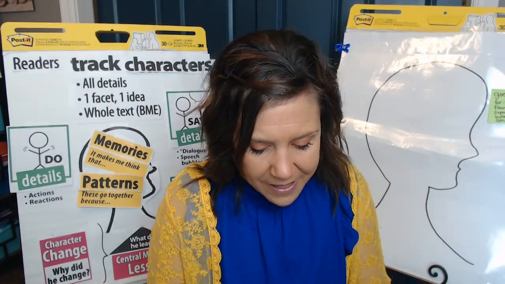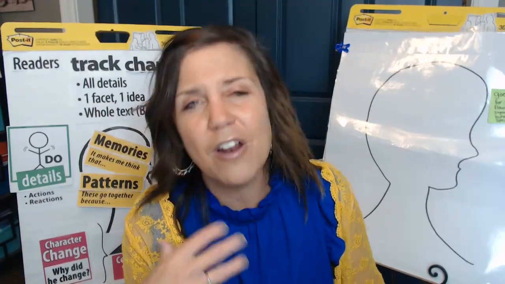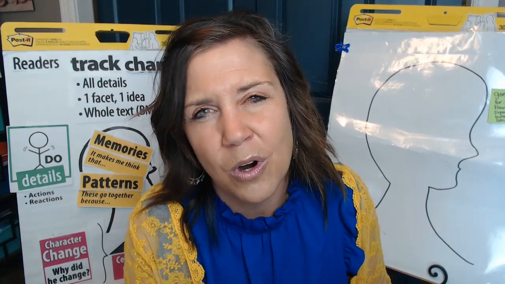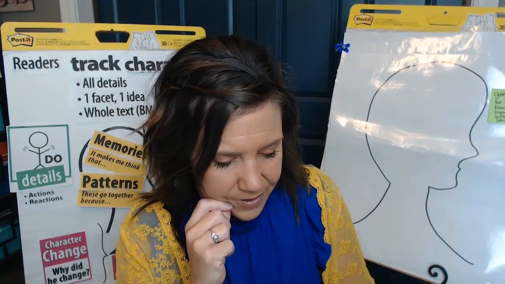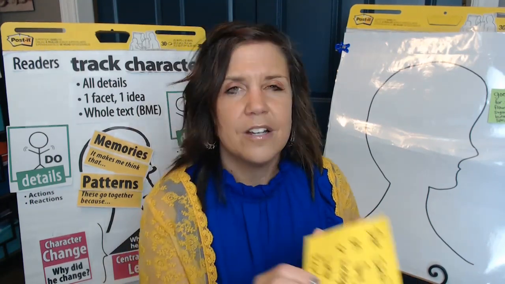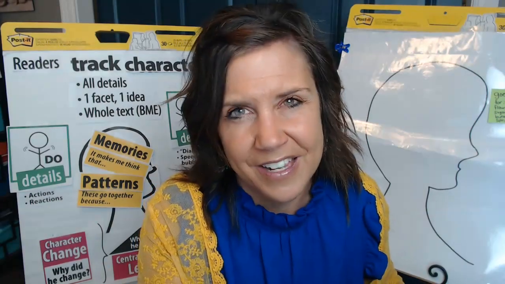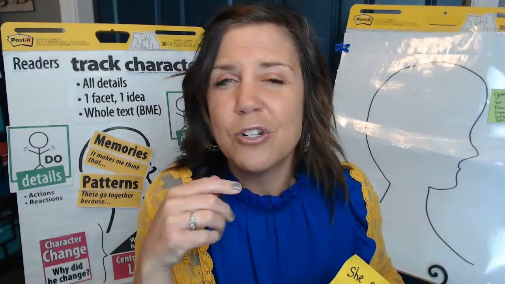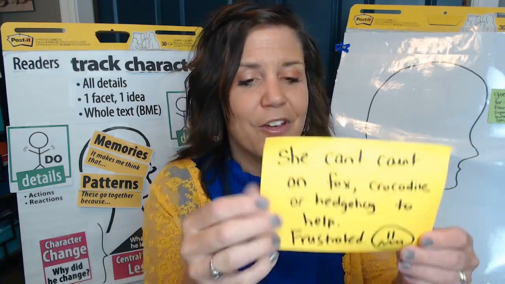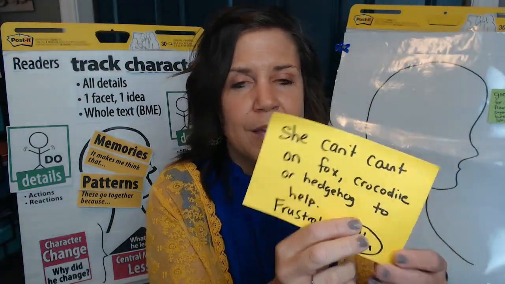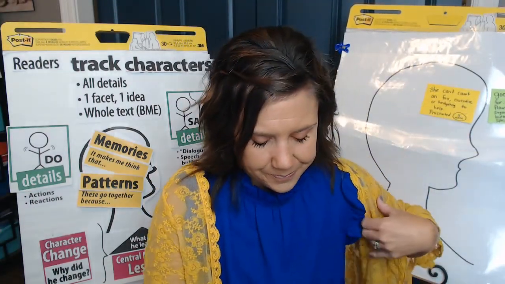And so when we say that, what is she thinking? Or how is she feeling or thinking towards crocodile and fox and hedgehog? What do you think? Do you think she was getting frustrated? It didn't tell us in the story that she was getting frustrated, but she just kept saying, "I'll do it myself." Or is that what you thought? I thought she was getting frustrated with them because they wouldn't help her. So those are my thinking voice thoughts.